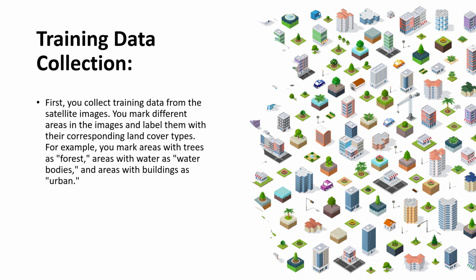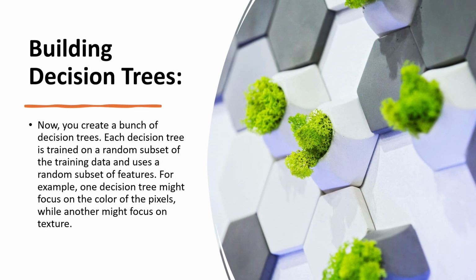Imagine we are giving a classification: this is a forest, the tree as forest, water body as water, and urban area or building as urban. Now it is creating a bunch of decision trees. Each decision tree is trained on a random subset of the training data and uses a random subset of the features. For my example, one decision tree might focus on the color of a pixel while another might focus on the texture. This is the working method of the random forest.